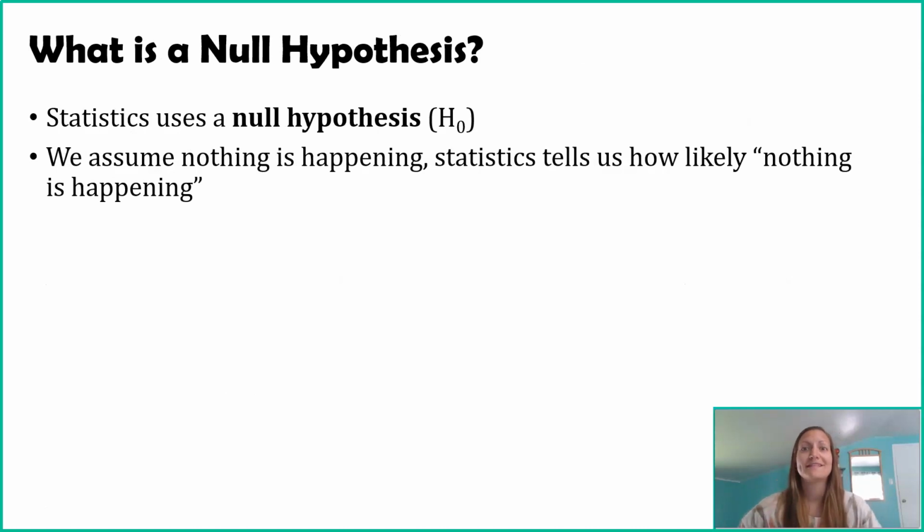So let's think about statistics as a whole first, mainly because as a biologist, you're going to use statistics a lot. So all statistical tests use something called a null hypothesis. You're probably familiar with the idea of a hypothesis, an educated guess. But a null hypothesis is kind of that null part. Null meaning nothing, zero, void. So a null hypothesis says nothing's happening. And what statistics will do is tell us how likely is it that nothing is happening.